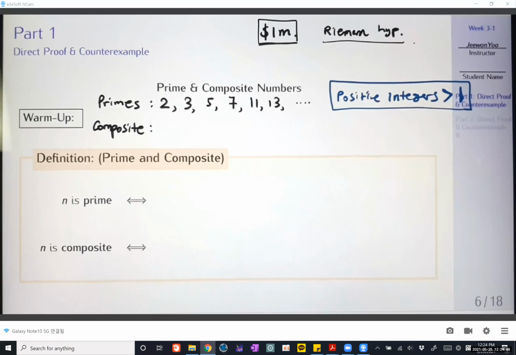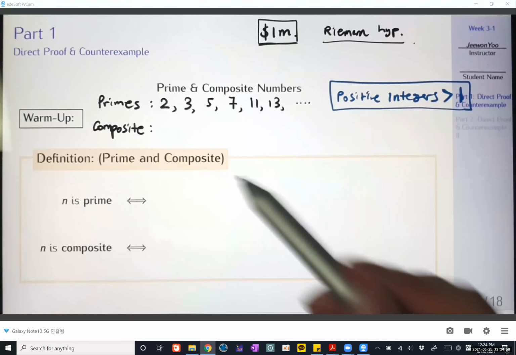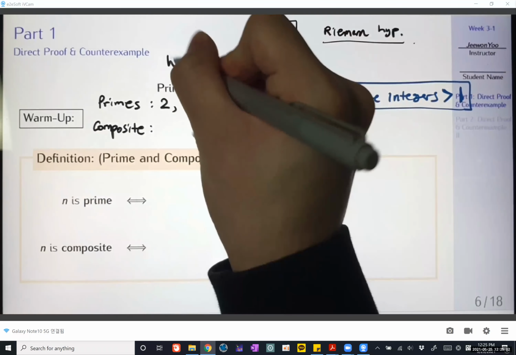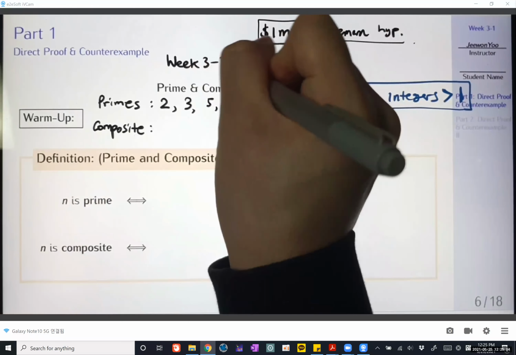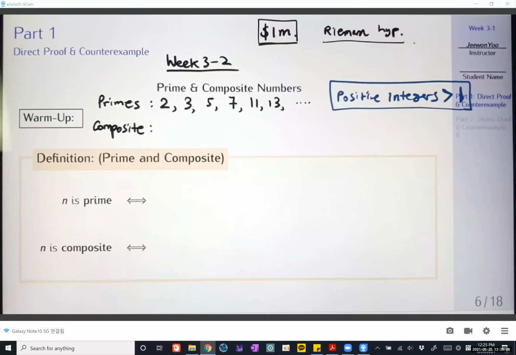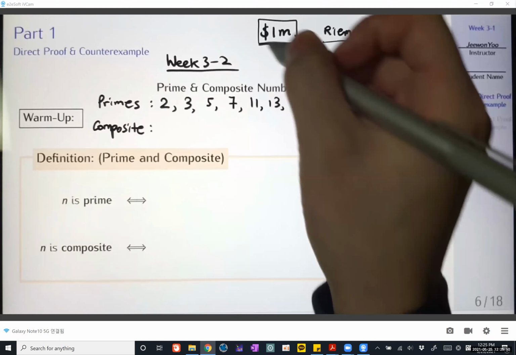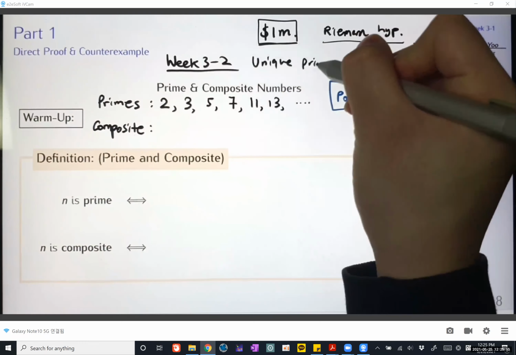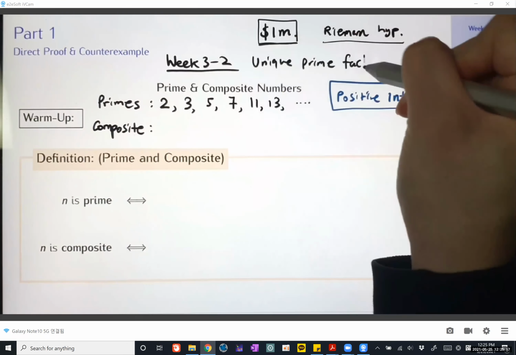And it's due to unique prime factorization, because in week 3-2 I've made a video about that. So after this video, you can watch week 3-2 about unique prime factorization.